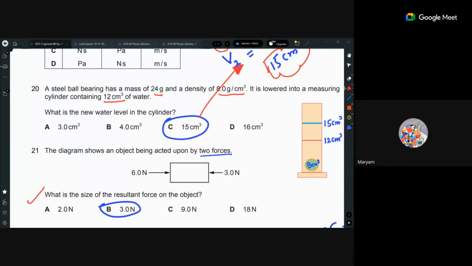No, sir, but if they're acting in the same direction, shouldn't they be added? Yeah, you should add them if they are acting in the same direction. Are they in the same direction? No, they are in the opposite direction, so they will be subtracted. If they are acting in the same direction, the arrows must be this way. I had an error that time, I guess. Okay, so the answer is 3. Mark it.